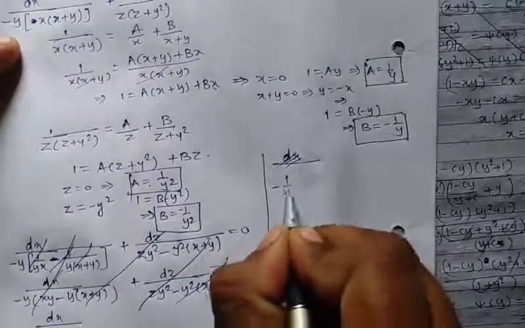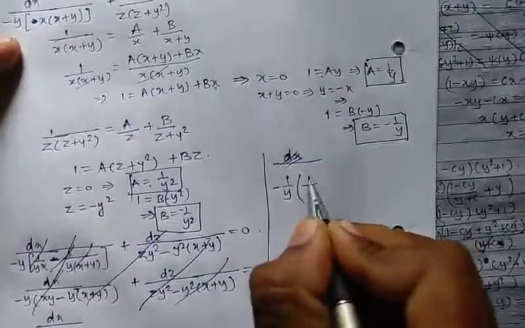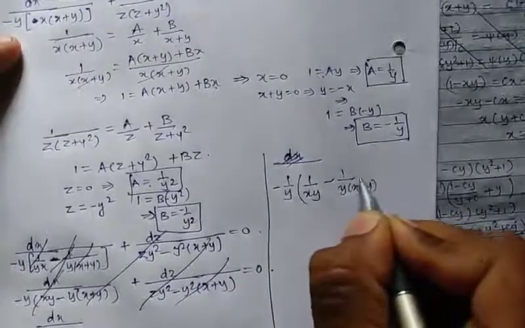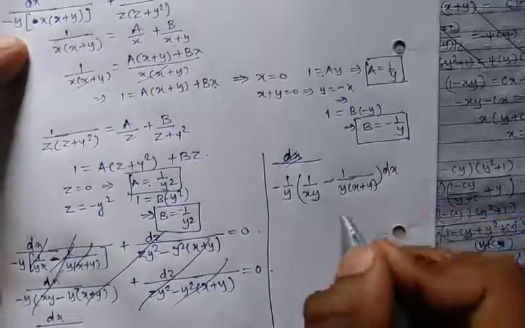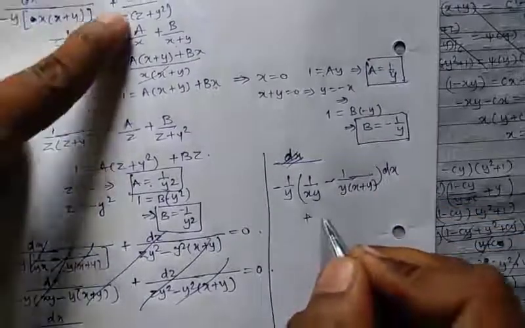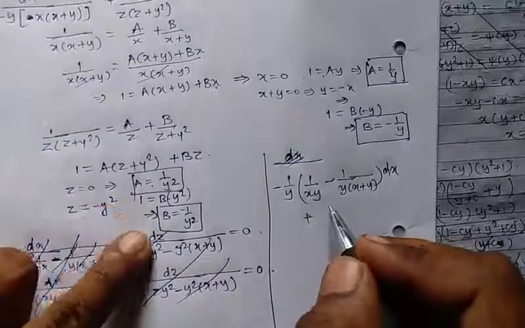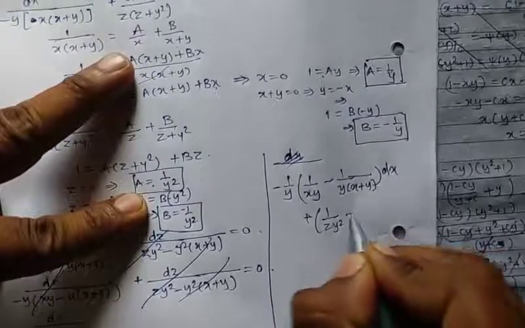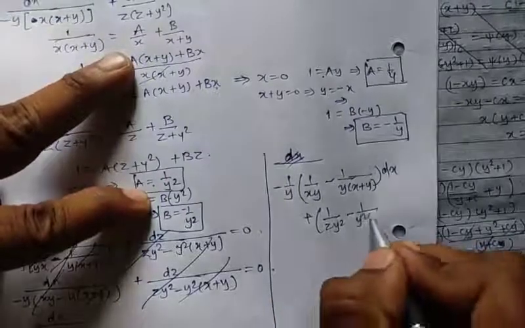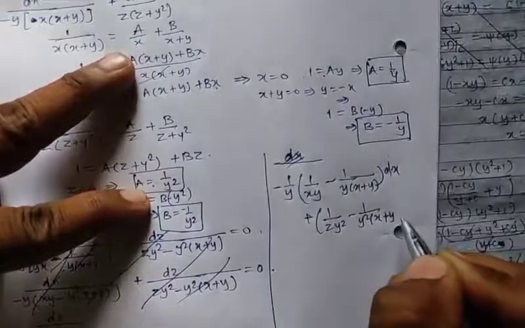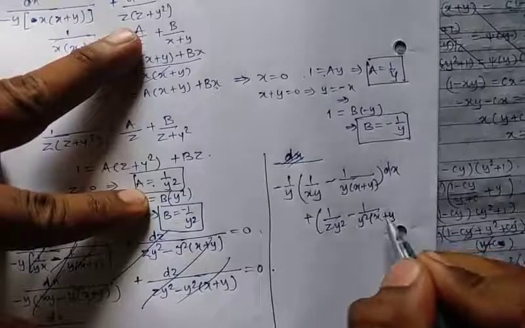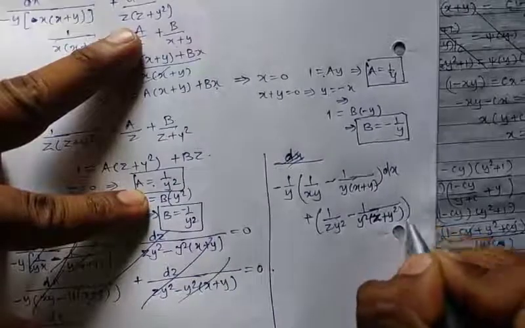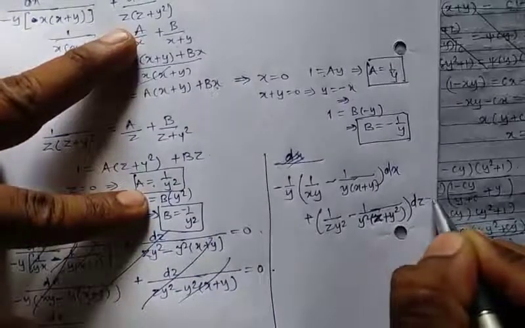Minus 1/y into (1/(xy) minus 1/y into (x + y)) dx plus the next term is dz upon this term. So we get here (1/(zy²) minus 1/y² into (x + yz + y²)) dz equal to 0.